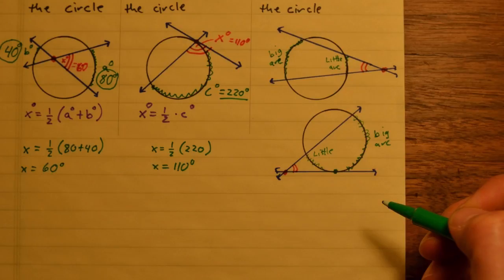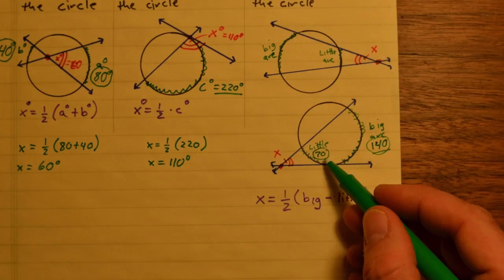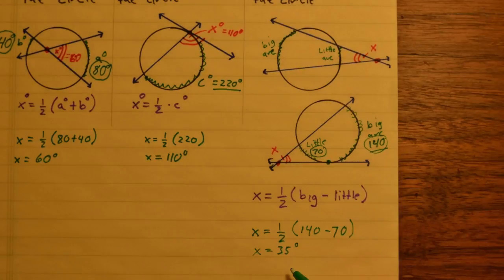Now when that red angle occurs outside the circle, you'll find the angle's measure by taking 1/2 times big arc minus little arc. And so for example, if we had 140 degrees and 70 degrees, that means angle x here would be 35 degrees.